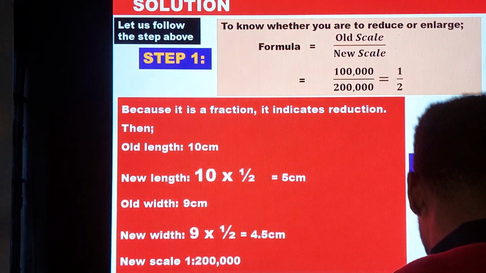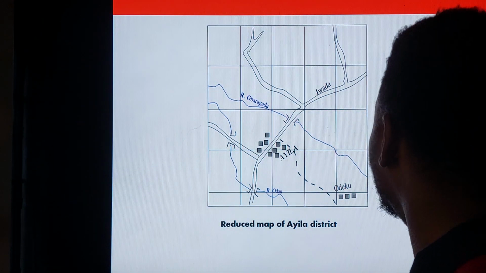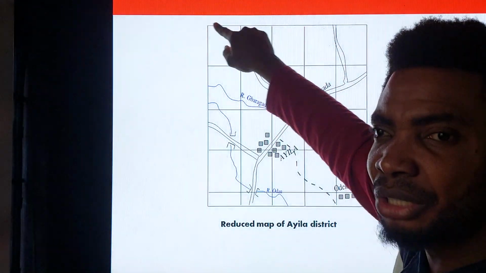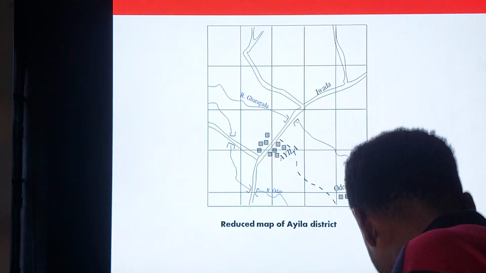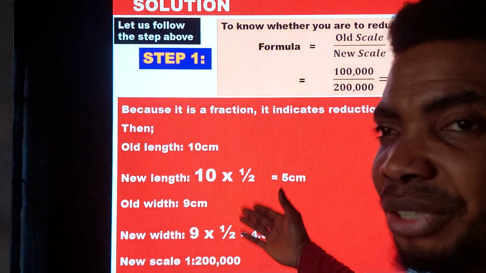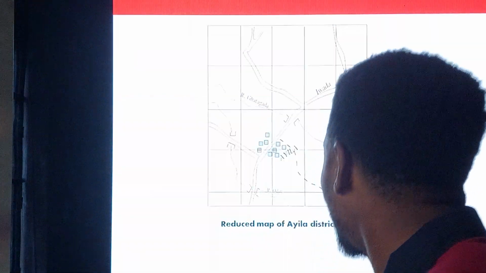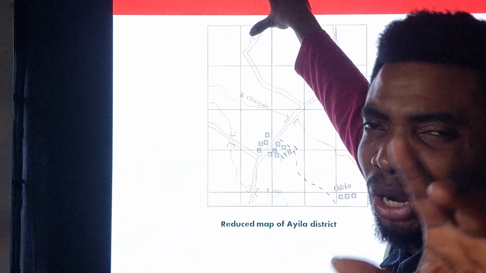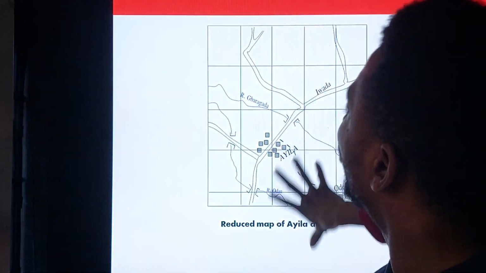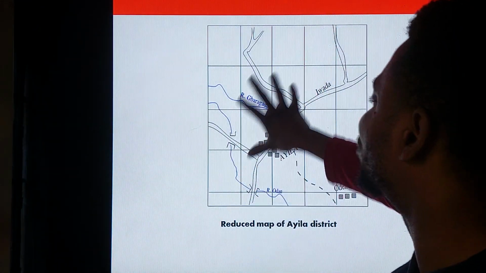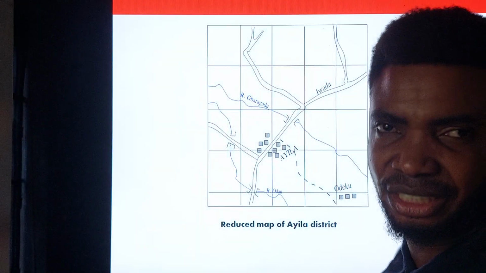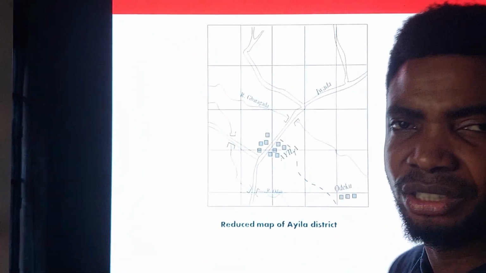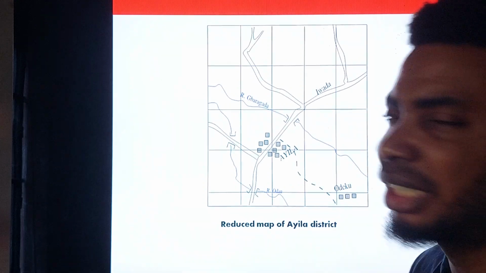So what do you do afterward? You draw your 5 centimeter, you draw your 4.5 centimeter, and then you divide the original map you are given. You divide it into this vertical and horizontal line. They are called grid lines or grid references. But better you call them grid lines.